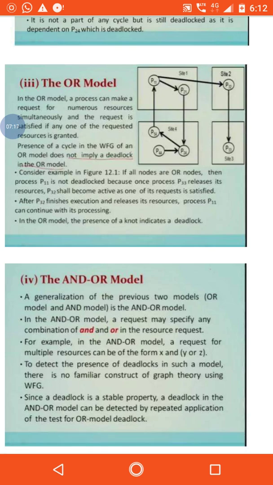To detect the presence of deadlock in this model, it is not easy to construct a graph using a wait-for graph. It is not easier to detect a deadlock. If you want to detect the deadlock in this model, we have to do the computation repeatedly, and then only will we be able to detect the deadlocks.